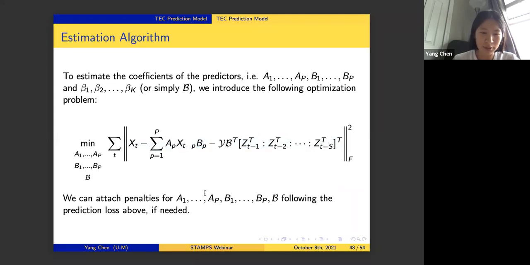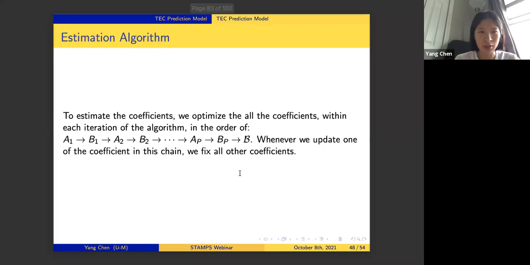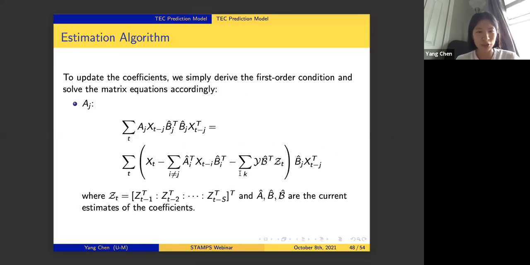So for each of those steps, they are essentially least squares fitting. So those are not too difficult. We still try to update one of them at a time while fixing all others. And the convergence empirically is actually not too bad.